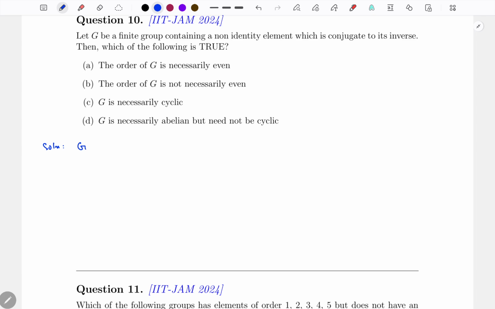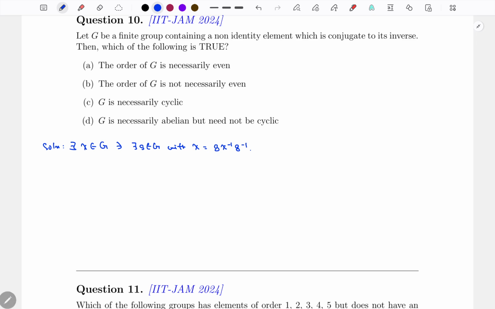So G is such that there is an element X in G such that for every g in G, X is equal to g X inverse g inverse. This is exactly what you have. Fine. So the order of G is necessarily even.